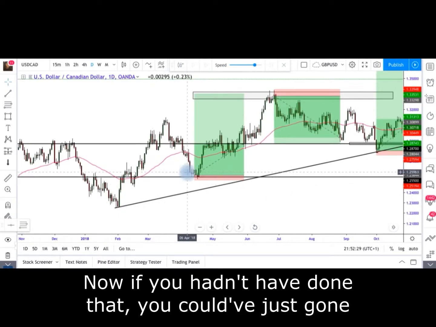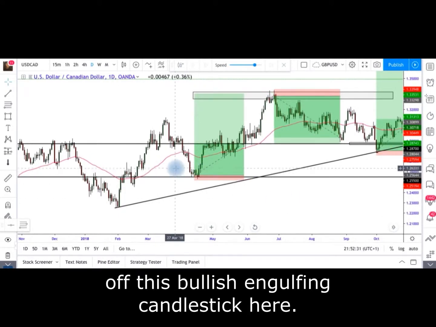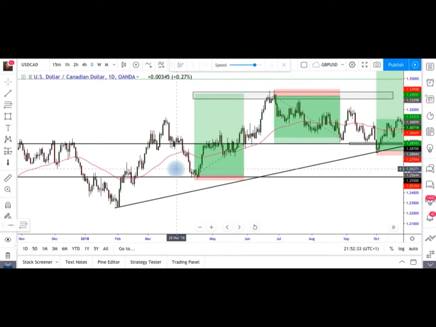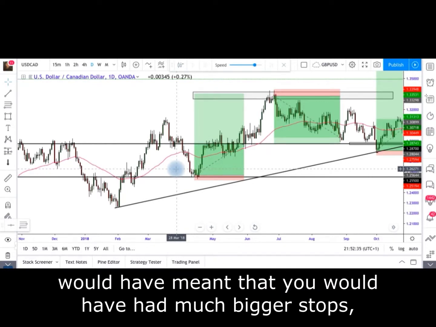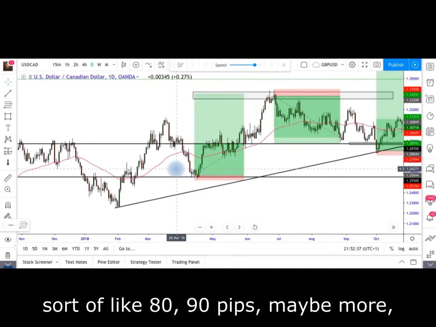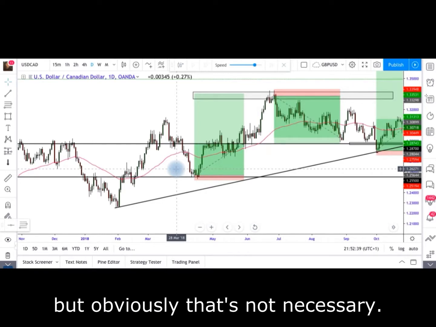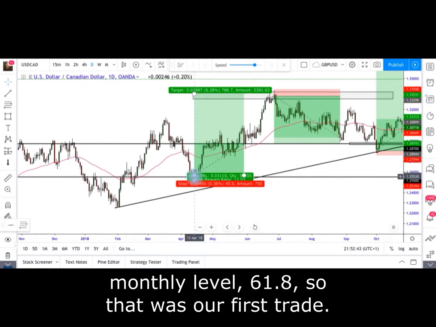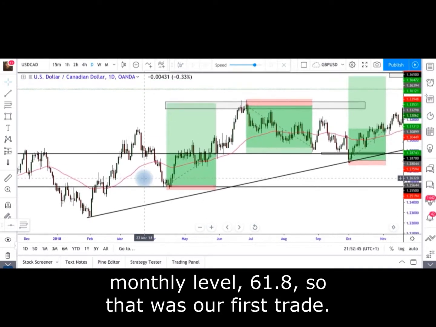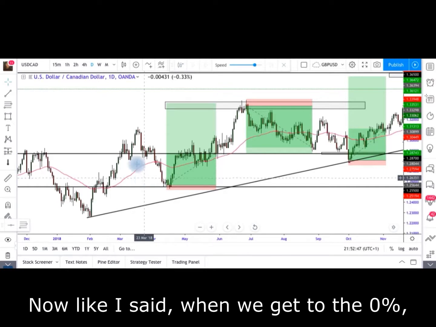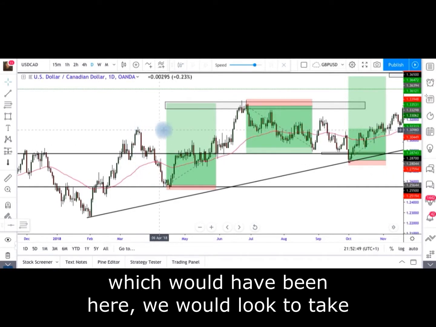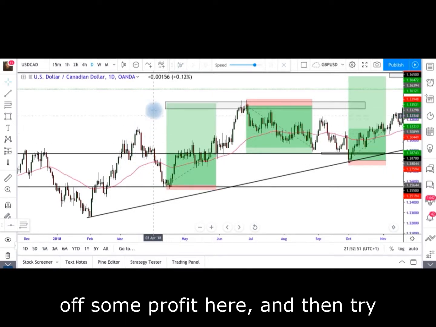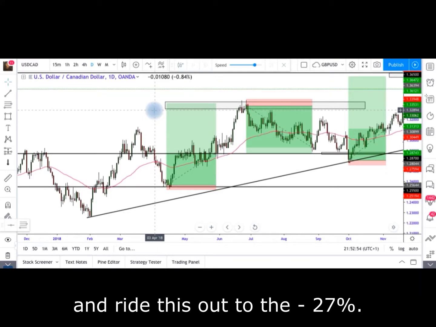Now, if you hadn't done that, you could have just gone off this bullish engulfing candlestick here. It would have meant that you would have had much bigger stops, sort of like 80, 90 pips, maybe more. But obviously that's not necessary. We've already highlighted this area of interest. Monthly level, 61.8. So that was our first trade. Now, like I said, when we get to the 0%, which would have been here, we would look to take off some profit here and then try and ride this out to the minus 27%.